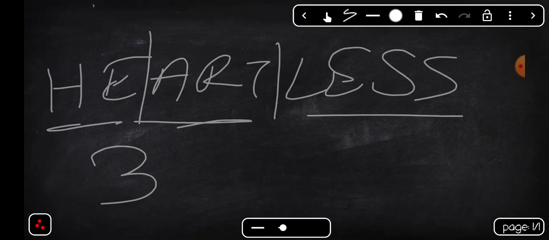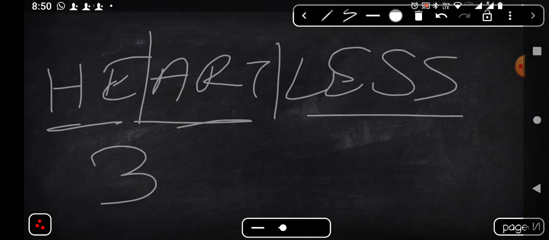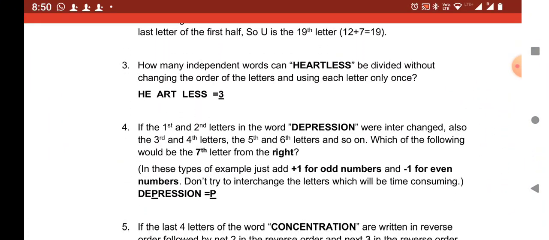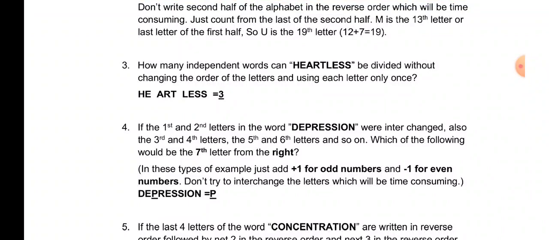Okay, let us see the next question, question number 4. If the first and second letters in the word DEPRESSION were interchanged, also the third and fourth letters, and fifth and sixth letters, and so on, which of the following would be the seventh letter from the right?